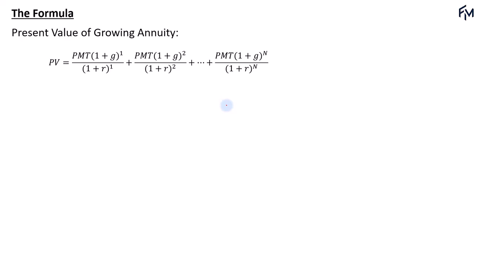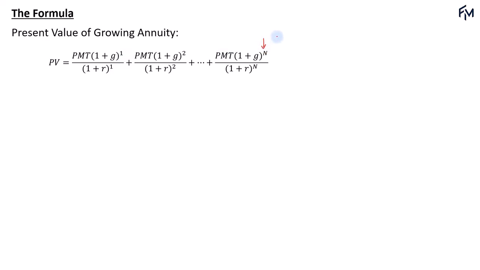In the case of a growing annuity, we have the PMT, which is the annuity amount, in real terms. And then we will assume that the annuity grows at a certain growth rate G every year, and there is a discount rate R here. So we'll have to calculate the present value for all this annuity that grows at a constant rate G for, let's say, n number of years.